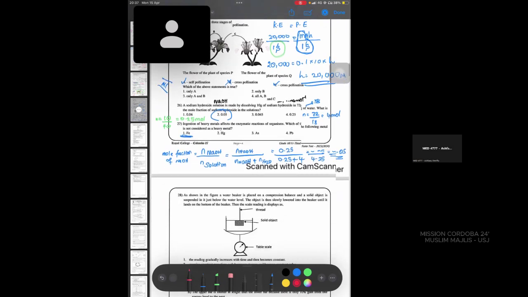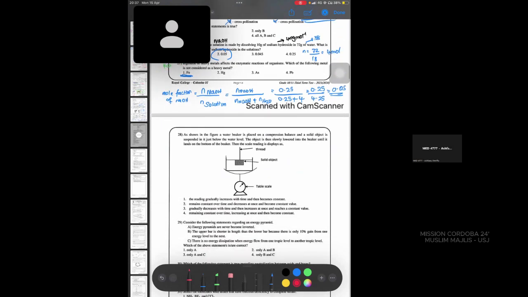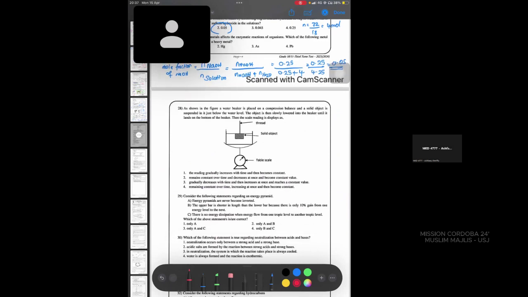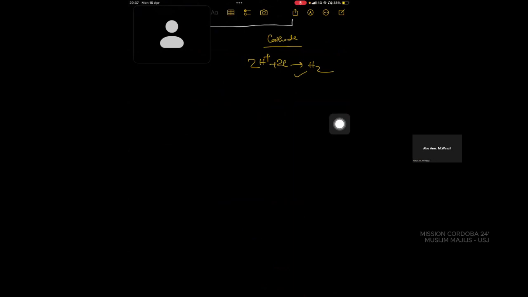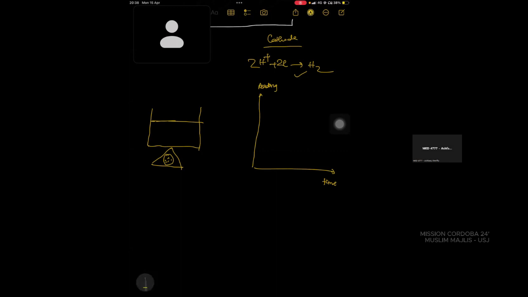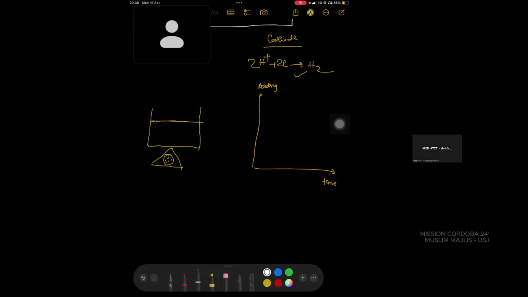As shown in the figure, a water beaker is placed on a compression balance and the solid object is suspended just below the water level. The object is then slowly lowered into the beaker until it lands on the bottom of the beaker. Reading of the scale. Now I'm going to do this. Can you all see my blackboard? Yes. Right. Now carefully pay attention. If I have water and I have a scale, imagine this is my scale. Now if I draw a graph of time versus reading, what will be the initial reading of the scale? What is it reading?